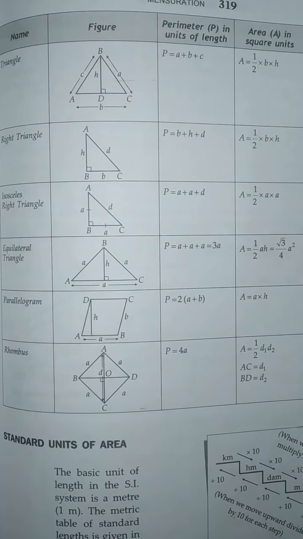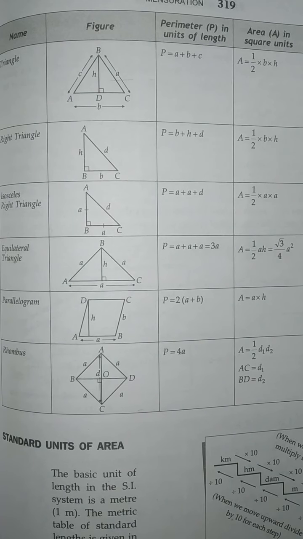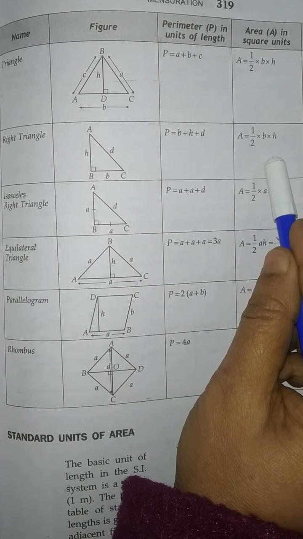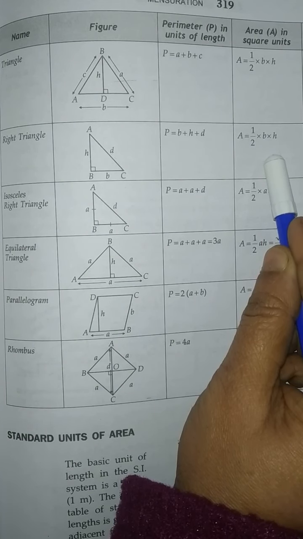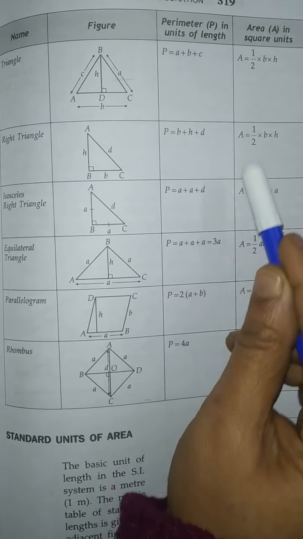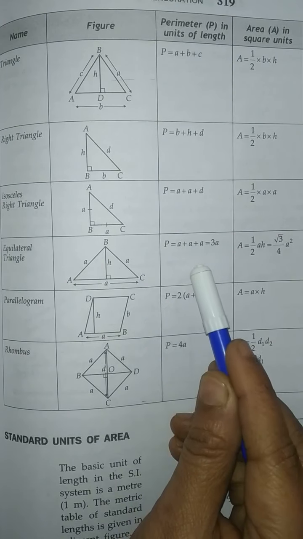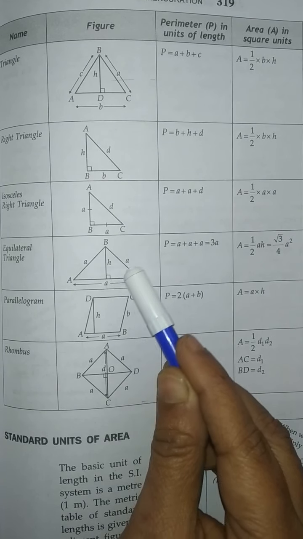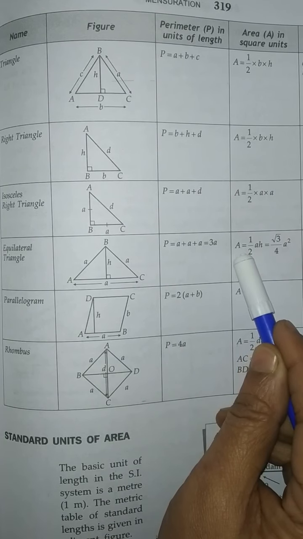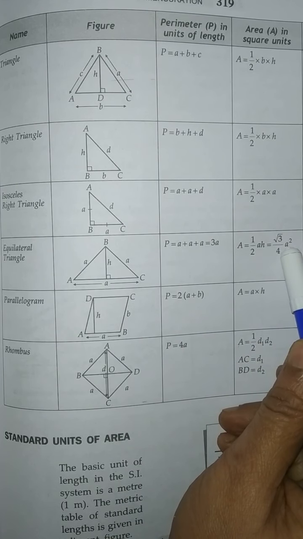Similarly, area of a right angle triangle: the formula is the same as the previous one, half into base into height, and perimeter is the sum of all sides. If it is an equilateral triangle, then all the sides are equal, which is equal to a. So area is equal to root 3 by 4 a square.